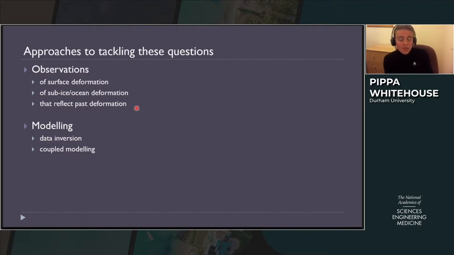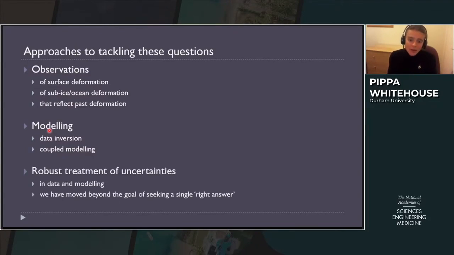If we're thinking about modeling, then there are two areas which I think the field will continue to head towards. One is data inversion, so the use of data to tune models, and the other is coupled modeling. I've got my notes in front of me here. All I've put here is that if you get ice sheet modelers together with GIA modelers, that's a really good idea. And if you can bring in people that understand data and the uncertainties, that's even better. So that's my last point here: we're moving towards a better treatment of uncertainties, and that's in the data, but also in the models. And as well as understanding those uncertainties, I'm sure this will come up in questions, we need to be moving towards the idea that we can't just find the right answer, but we need to be thinking about probabilistic approaches to understanding all these processes.